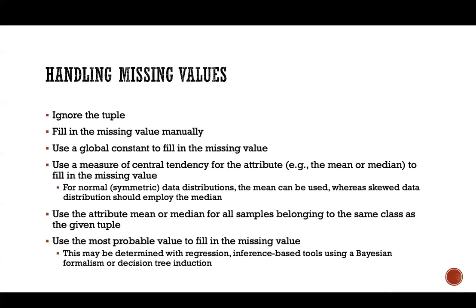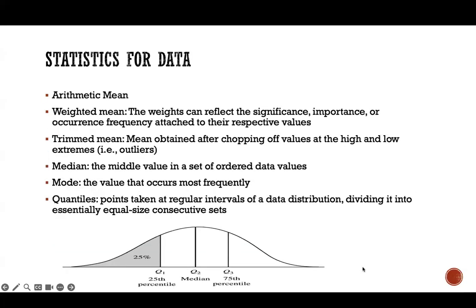And then finally, using the most probable value to fill the missing value. This is a more advanced approach. Here we could use regression or inference-based tools such as Bayesian formalism or decision tree induction. And using that, we get an output which becomes sort of our estimate for that missing value, and we substitute that. So there are these different techniques that we could be using as part of handling missing values. Now, when we are pre-processing data, we also have to be aware of the statistics for data.